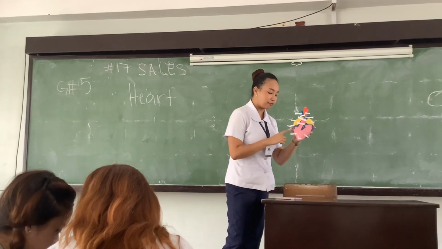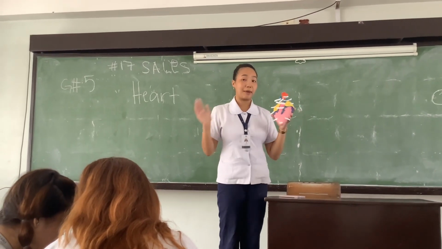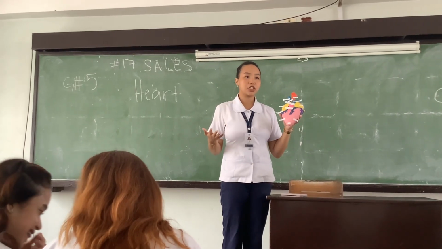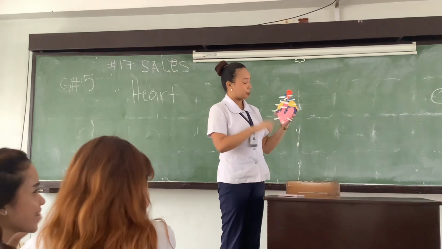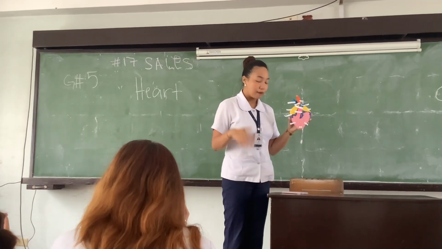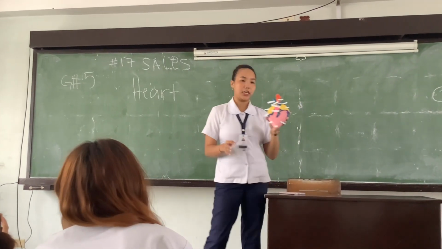We also have the coronary arteries here, which supply the heart muscles, or the myocardium, with oxygen-rich blood, and the great cardiac vein, or the cardiac veins, will drain the deoxygenated blood from the myocardium after oxygen has been used for cardiac work.